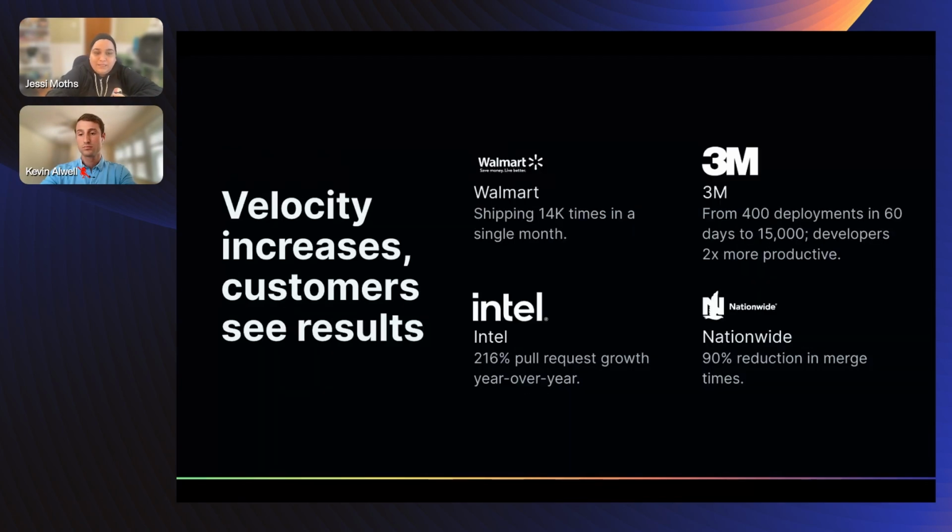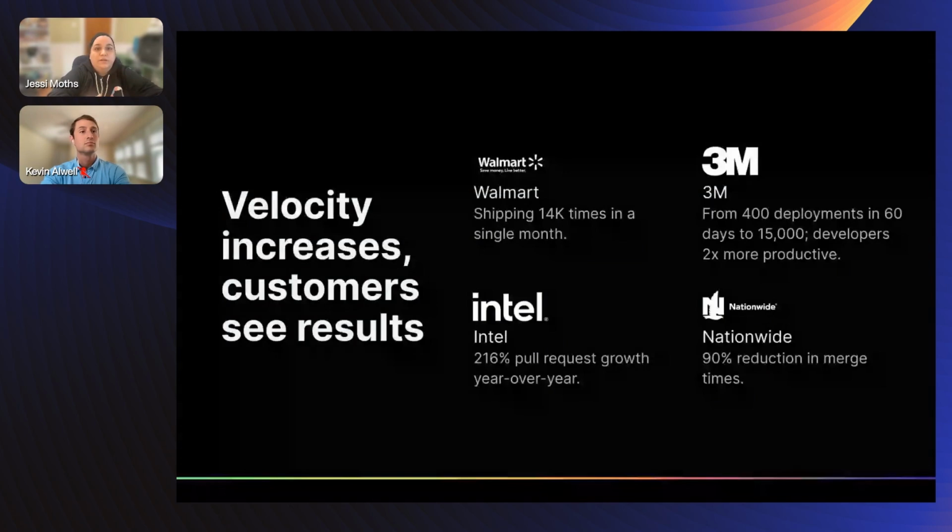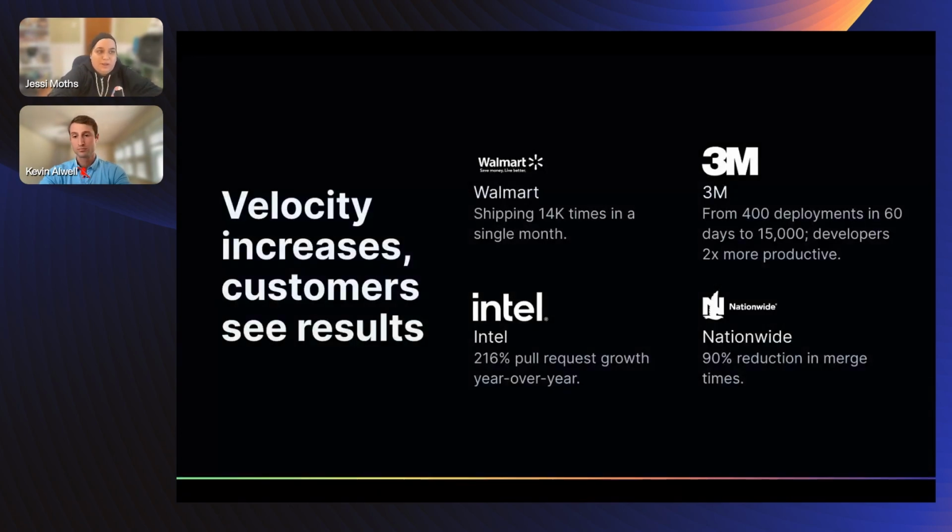And then lastly, thinking about not only the internal piece, making internal folks happier and more productive, but how do we actually ship some of that to our customers? We have Walmart shipping up to 14,000 times in a month with GitHub. 3M went from 400 deployments over 60 days to 15,000, and their developers became 2 times more productive when they moved everything to GitHub. Intel saw a 216% pull request growth year over year, so more than doubling the number of times that people collaborated on changes. And Nationwide saw a 90% reduction in merge times.